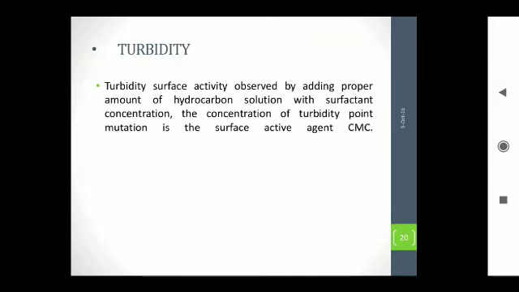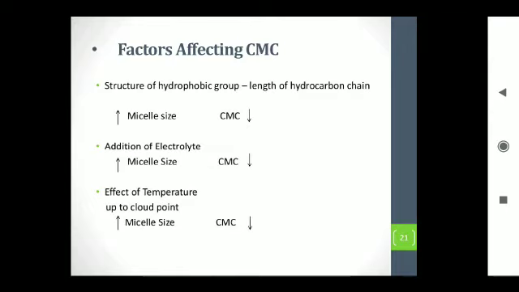Turbidity is observed by adding a proper amount of hydrocarbon solution to the surfactants. The concentration at the turbidity point is the CMC of the surface active agent. There are different factors which influence the critical micelle concentration, related to the structure of the hydrophobic groups.